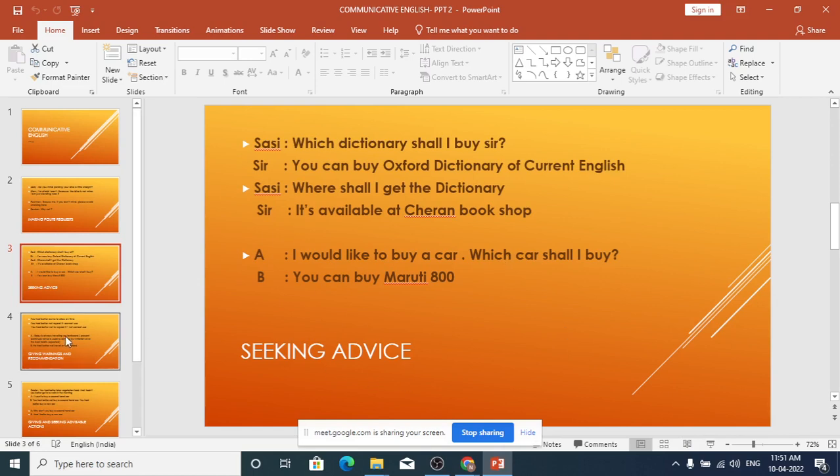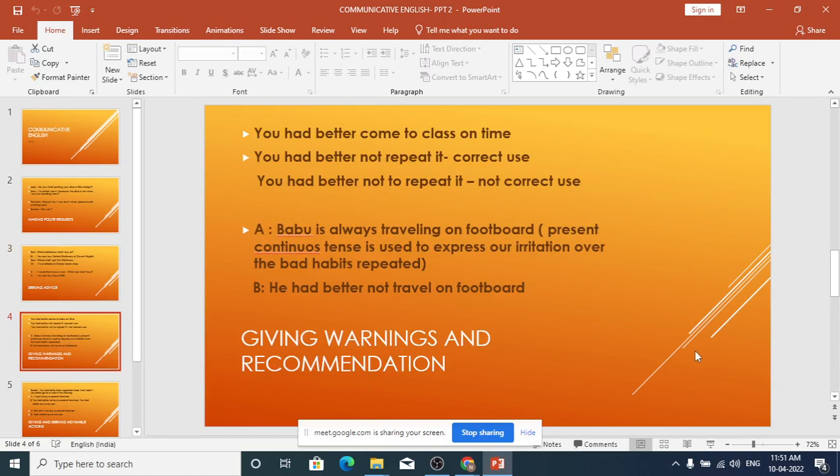Let's go to the third thing. Give warnings and recommendations. You are giving a warning to somebody. You had better come to class on time. You had better not repeat it. That is the right way of using. You had better not to repeat it, the 'to' should not come. Many times when we make this sentence, we put that 'not to'. That is not the right way. So, you had better come to class on time.